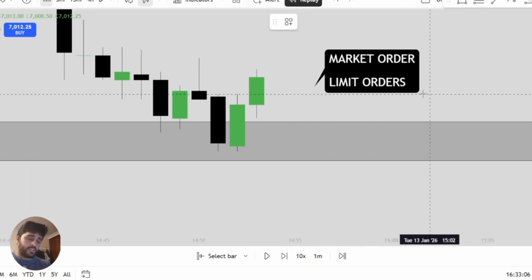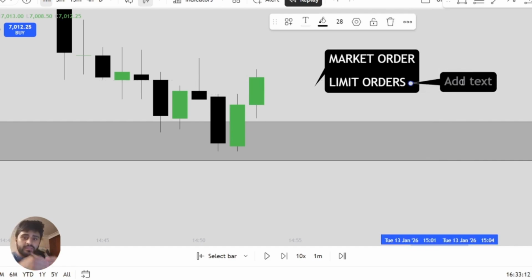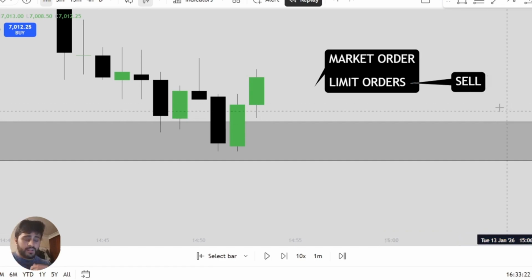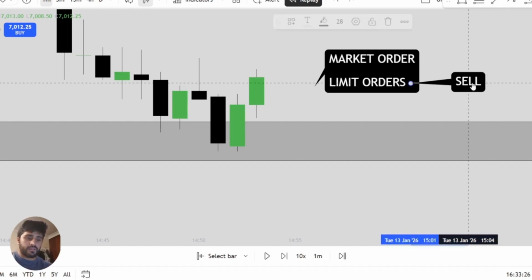The only way you can see where the limit orders are resting is to understand how to read market orders. So these are essentially what you're looking for. Limit orders will determine whether you are going to go long or short. In this case, we had sell limit orders. Sell limit orders just means that there are more passive sellers than aggressive buyers.